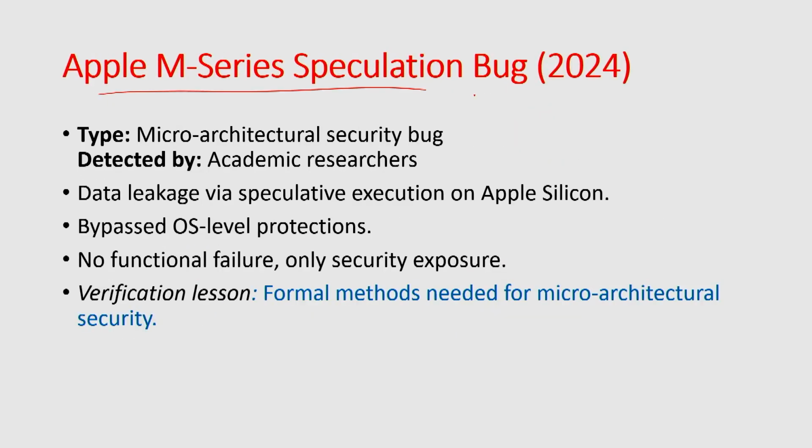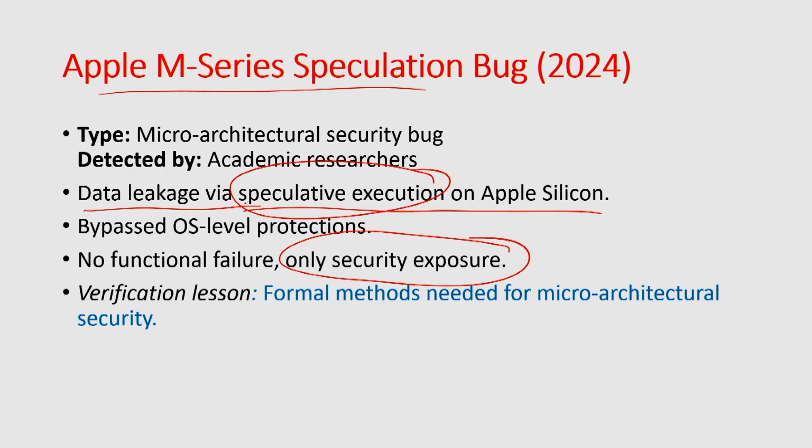Similarly, Apple M series also has a similar kind of bug. It's not a functional bug, but a security bug, right? It basically says that there is some data leakage via speculative execution of the Apple silicon. So probably people who work on architecture know what speculative execution is, and because of it some data leakage was happening, right, which bypassed the OS level protection. So this actually emphasized that formal verification is needed not only to check functional correctness, you also need it for security, right? So you have to make sure that your implementation is secure enough. There is no data leakage or any other such security issues, right?